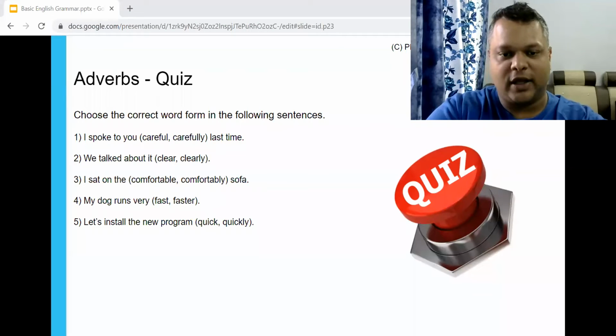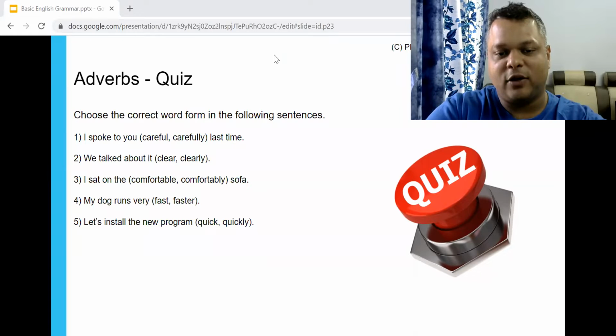Clearly. Okay, that's right. So we talked about it clearly. Number 3, I sat on the comfortable sofa. I sat on the comfortably sofa. I sat on the comfortable sofa. Very good.